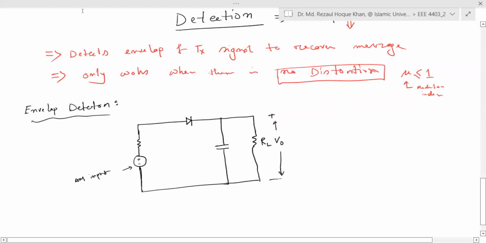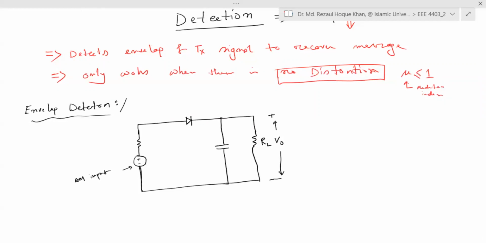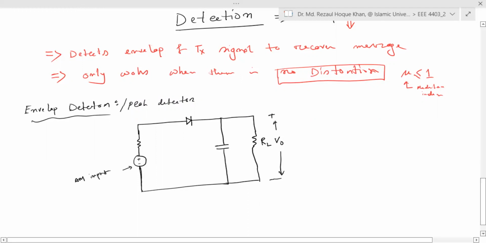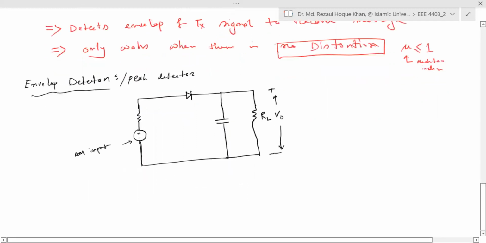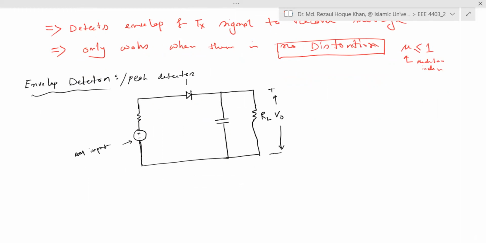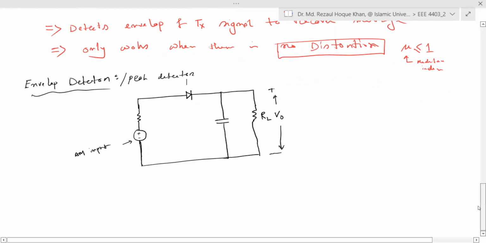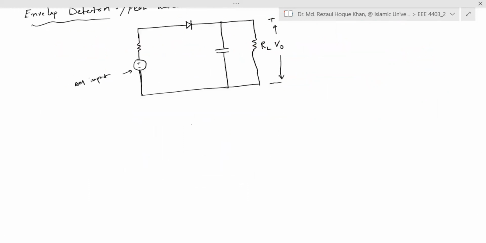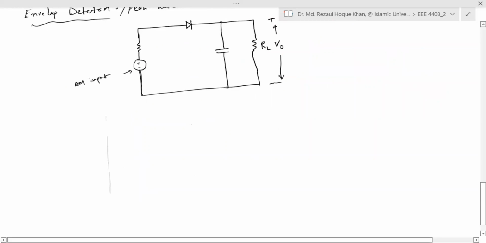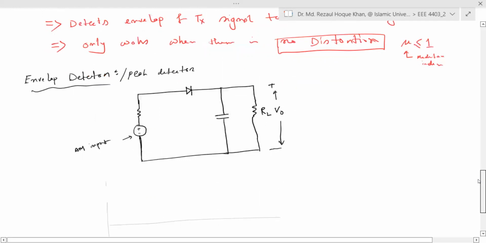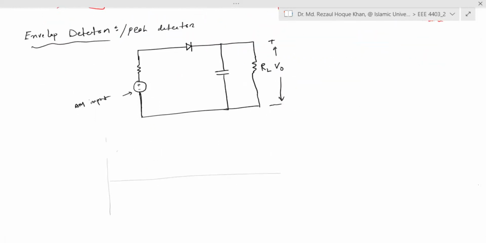Very simple circuit. This is an envelope detector, also called a peak detector. It detects the peaks of the carrier, the carrier which was modulated. Let's see how it works. For example, let me draw an amplitude modulated signal again, just for understanding. When these conditions are fulfilled, meaning no distortion, mu is less than 1, then for example this is a message signal.